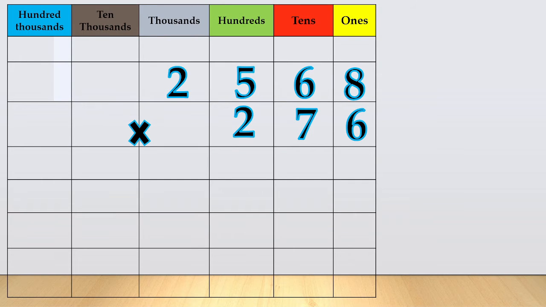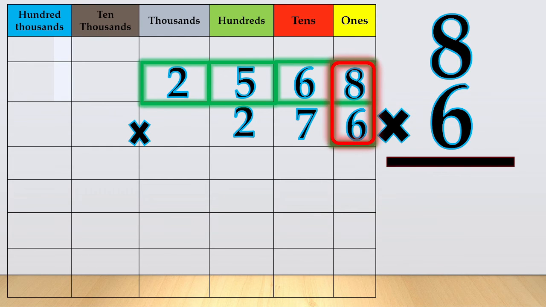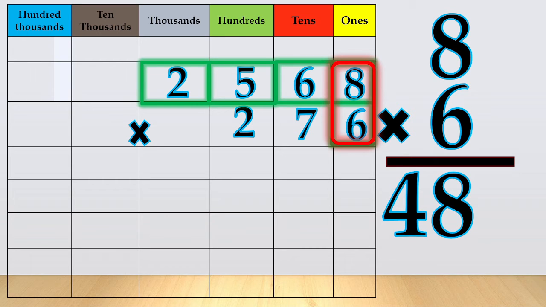Place the digit of the number in a column based on its place value. Next, multiply 2,568 by 6 ones. Let's start with 8 times 6. 8 times 6 is equal to 48. So we need to regroup. 4 will be carried over in the tens place column above 6 and 8 under the ones place column.